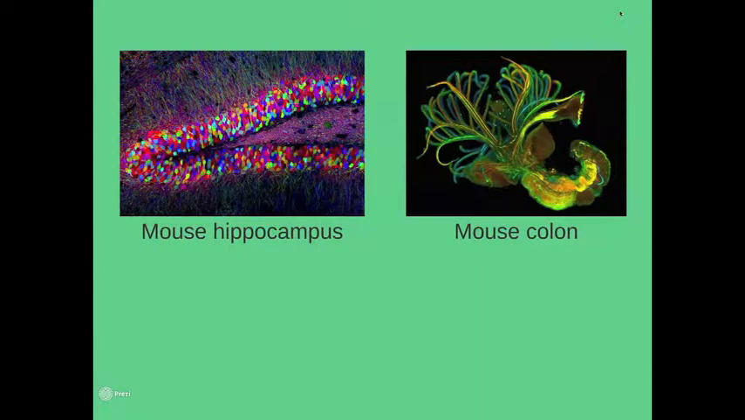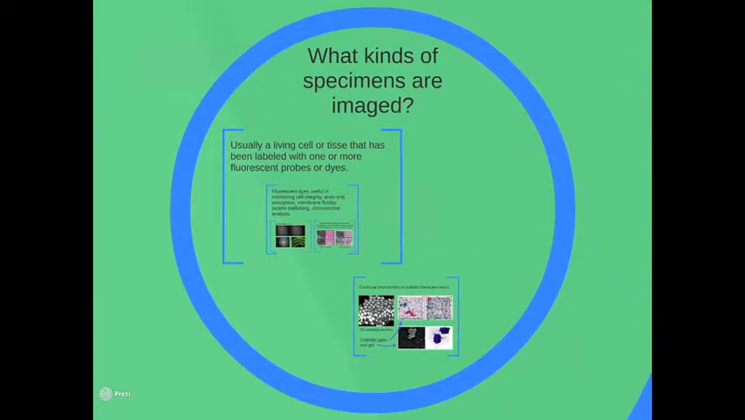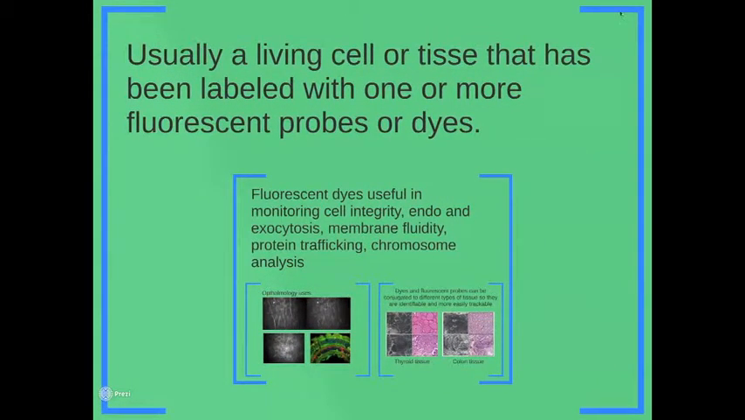Additionally, many shallow depth of field images can be combined to formulate a 3D image of the specimen using a computer and different angles of laser light. So what kinds of specimens are imaged? Usually, the specimens of interest are either living cells or tissue that have been labeled with one or more fluorescent probes or dyes. The probes are conjugated to different parts of the tissue or different organelles or proteins in the cell so that the portions of interest can be viewed, or if the cell is living, certain parts of the cell can be tracked in real time.